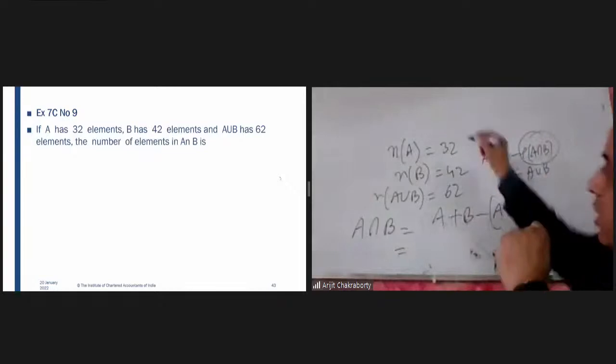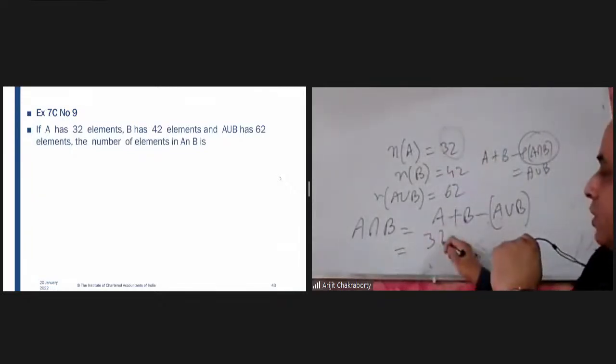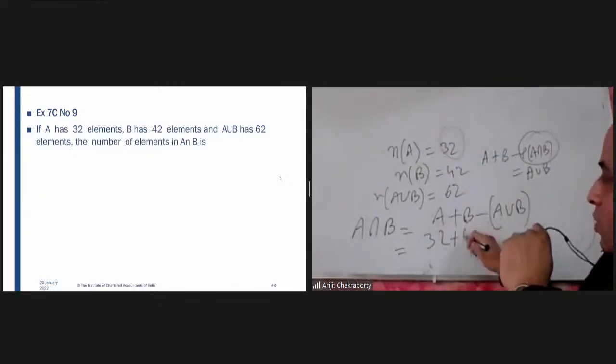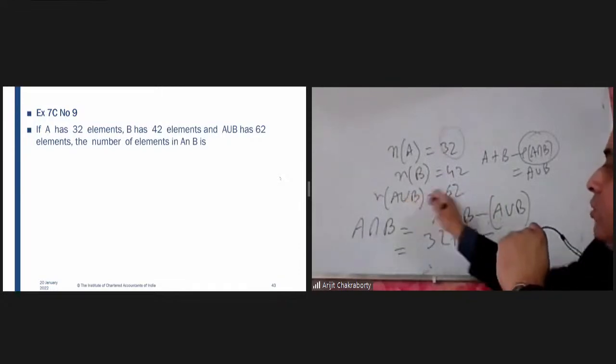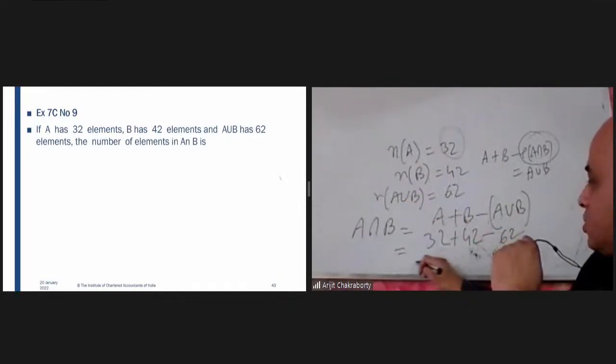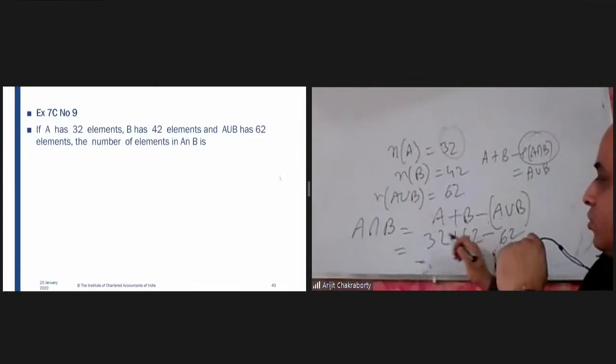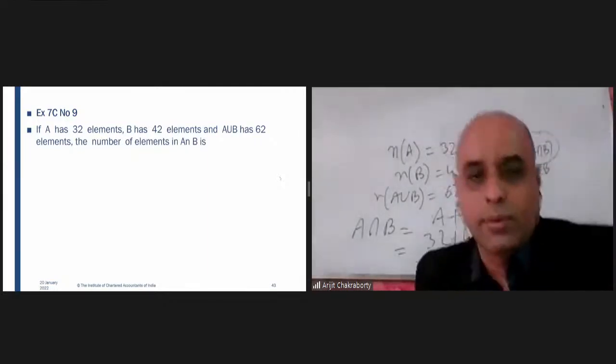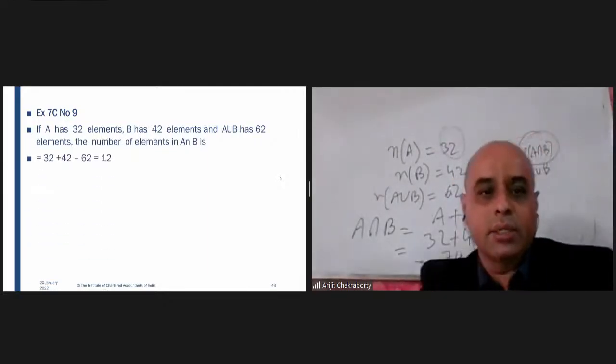A is how much? A is 32. So I'm taking 32 plus B. B is 42, minus A union B is 62. So we are getting the answer. 42 and 32 is 74, minus 62. That is 12 should be the answer. A intersection B is 12.